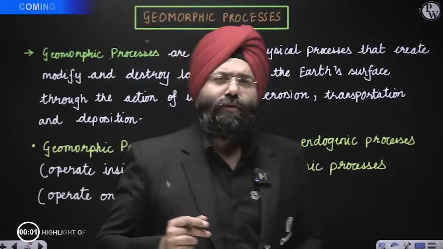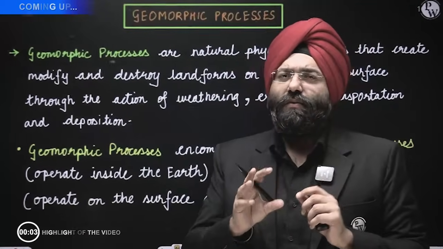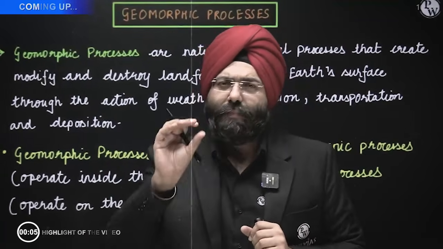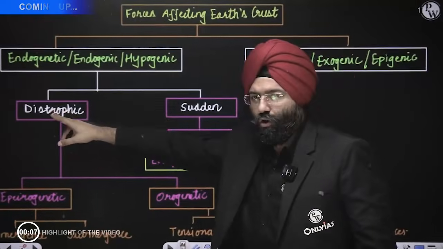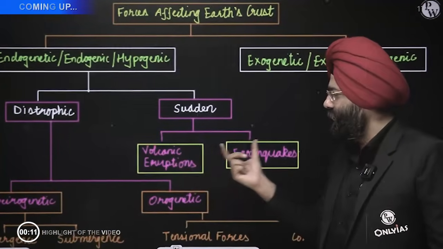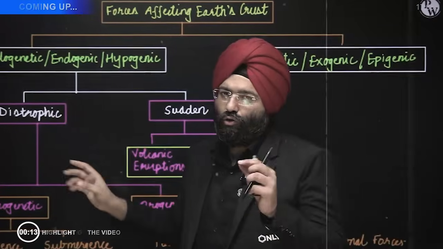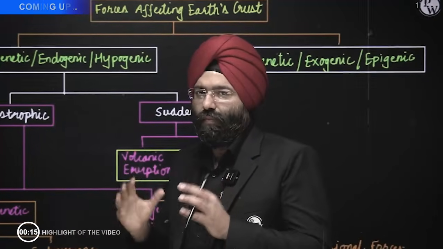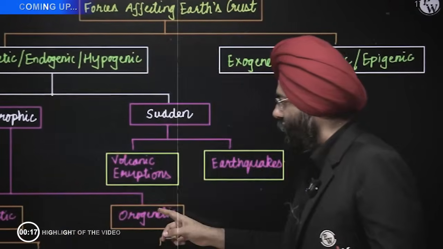When I talk about geomorphic processes, this is something very commonly used and a chapter in your NCERT. Diastrophic and sudden. Under sudden, you have the volcanic eruptions and the earthquakes. Under the diastrophic, you have two major phenomena or processes: epirogenetic and orogenetic.